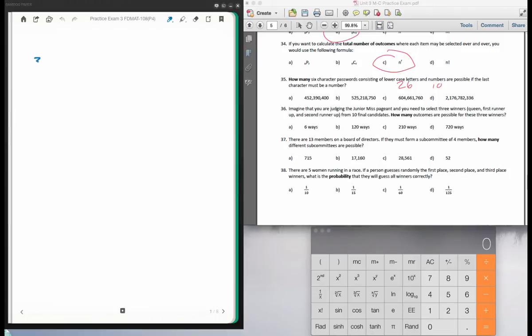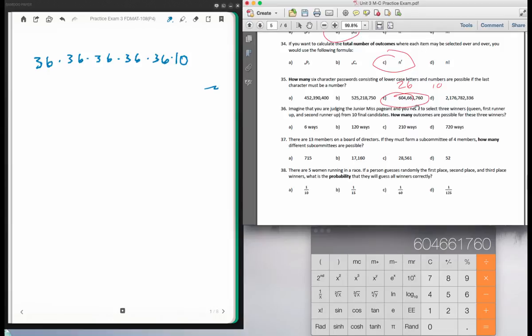So I'm going to say 36 options for the first one, and we're doing a 6-character password. 36 options for the second, for the third, for the fourth, for the fifth, and the last one, the 6th one, has to be 10 because it has to be a number. So we come down here, and I'm just going to go 36 raised to the power of 5, and then multiply that by 10. So looking across here, C happens to be the correct answer on 35.